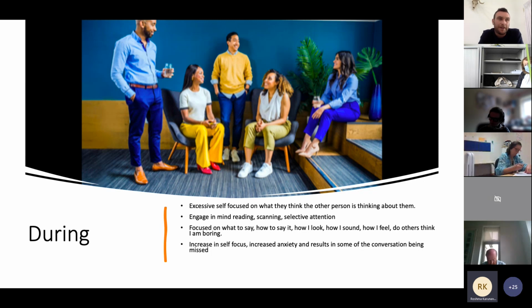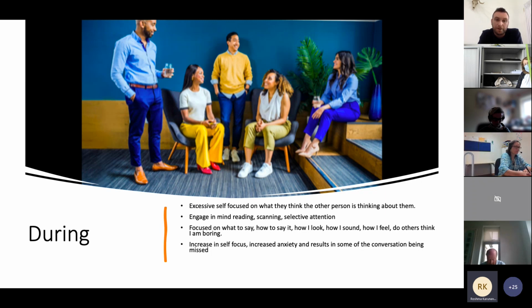Scanning means that the person could be scanning themselves for anxiety or evidence that they're making a mistake, but they're also scanning the other person to see, is the person listening to what they're saying? And selective attention basically means looking out for trouble. What's the person doing during a situation? They're looking out for different cues which indicate that they're in danger.